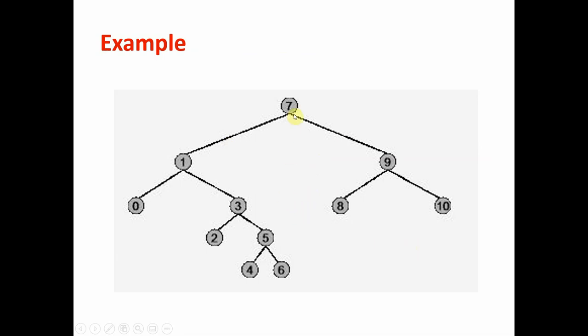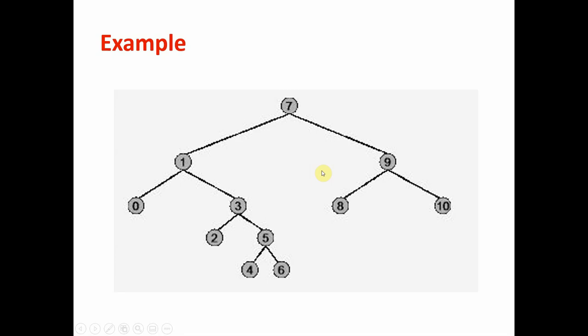You can see that this one is a binary search tree, because if you look at every node, the nodes in its left subtree are smaller than the node, and the nodes in its right subtree are bigger than the node. You can see that's true for every node here. Let's do in order traversal for this tree.